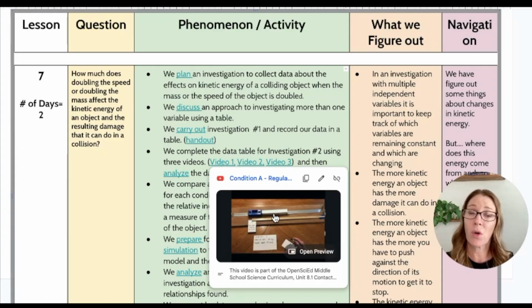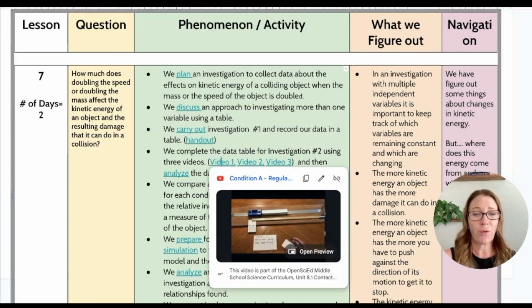And what we're going to do is quantify the distance that box travels, because the box starts at the beginning of the meter stick and then it gets pushed to here. So here is the distance that it traveled. Well, when you double the speed, it's going to travel further. When you double the mass, it's going to travel further as well.